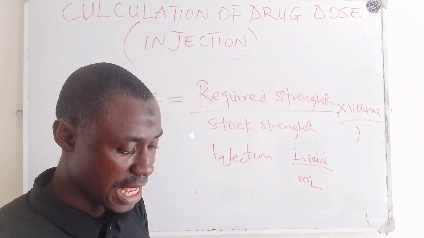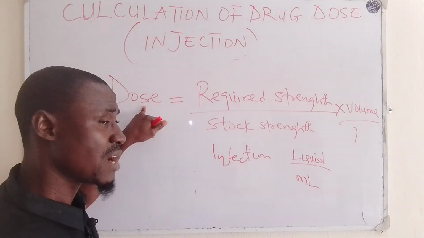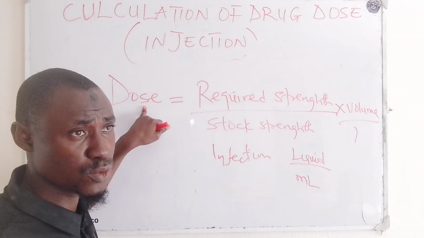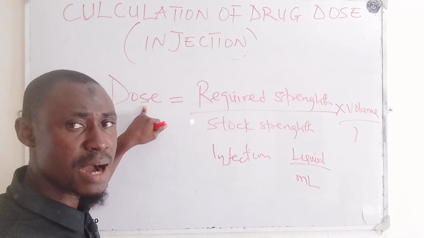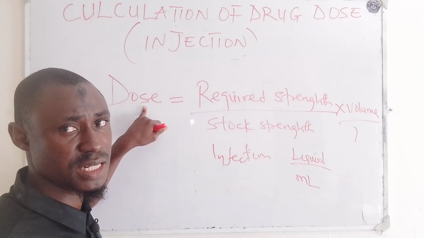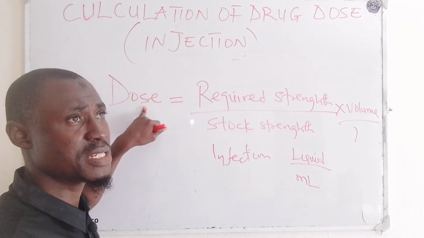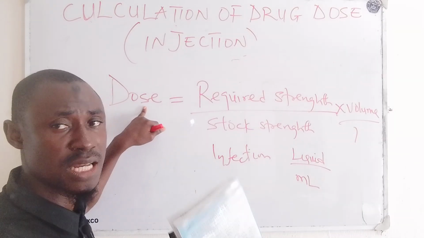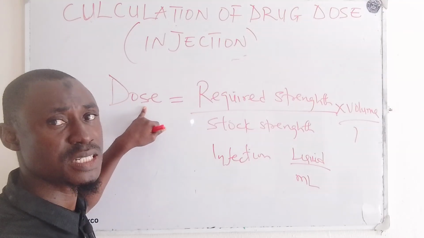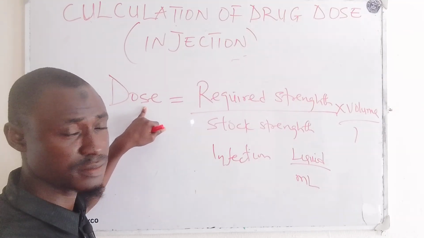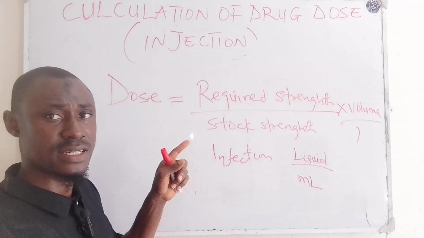So let's take some of the information here. The first information here is we have already defined what a dose is. And we said a dose simply means the amount of a drug that is to be administered. That is the amount of the drug you want to administer. So I can administer 10 milligram. So 10 milligram becomes my dose. 5 milligram, 20 milligram, 40 milligram, they are all doses. So the amount of drug you are going to administer is the dose.